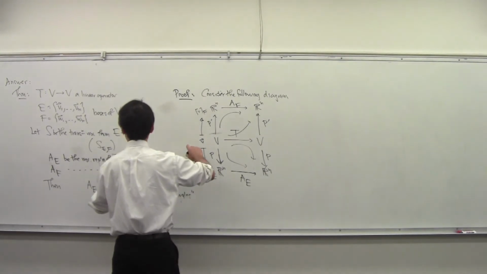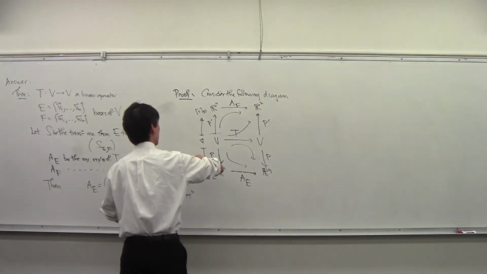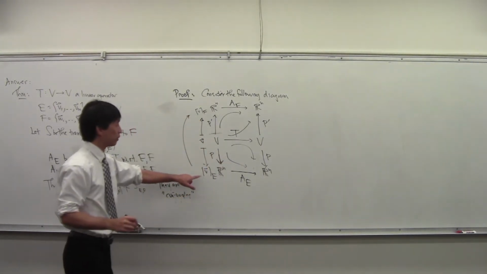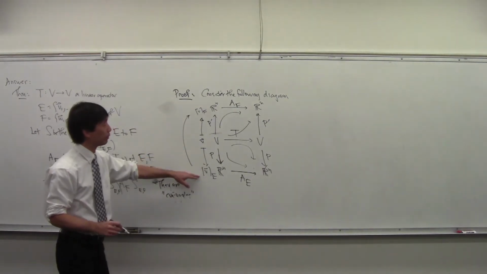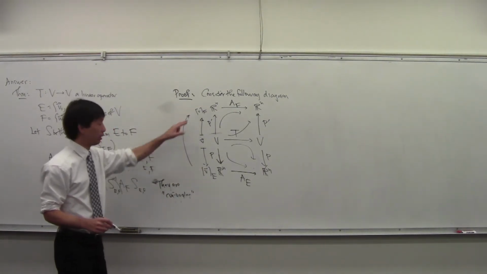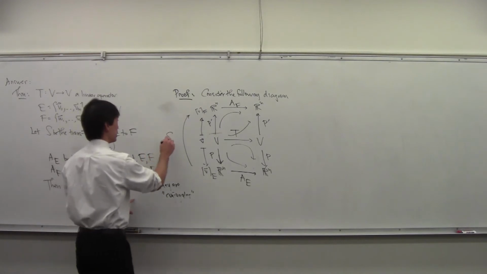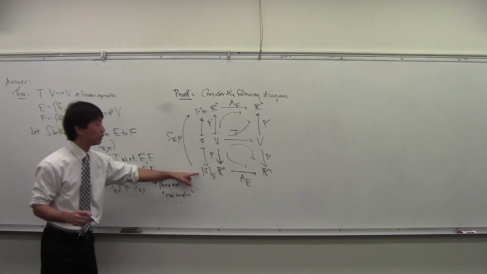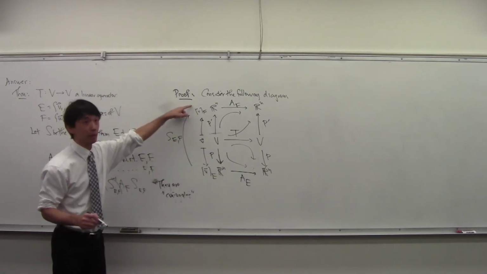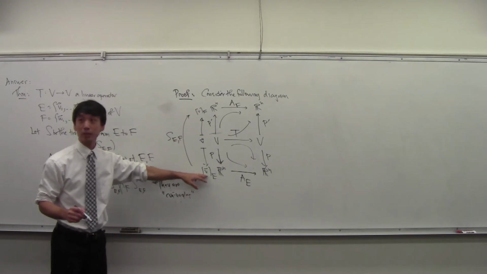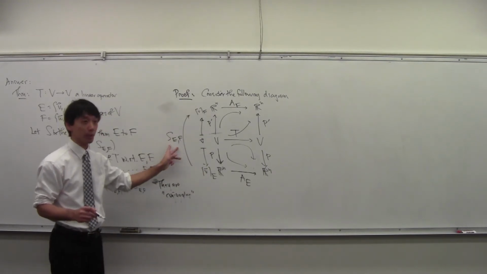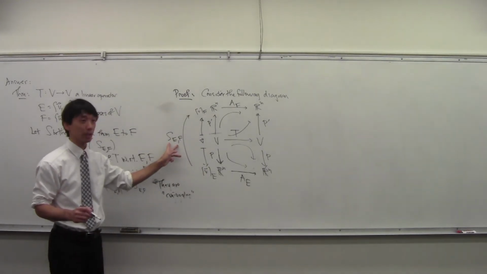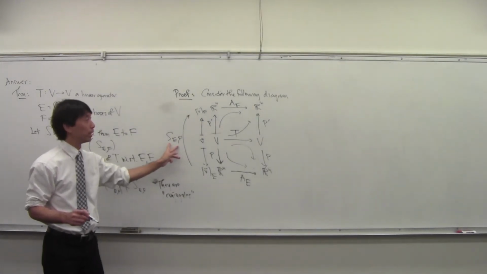Okay, so if you look at this map here, what's this map? Going from V sub E to V sub F, well, that's the transition matrix taking you from E to F, right? This map here, going from here up to here, that's the guy that takes V sub E to V sub F. You multiply by the transition matrix with respect to E, F, right?